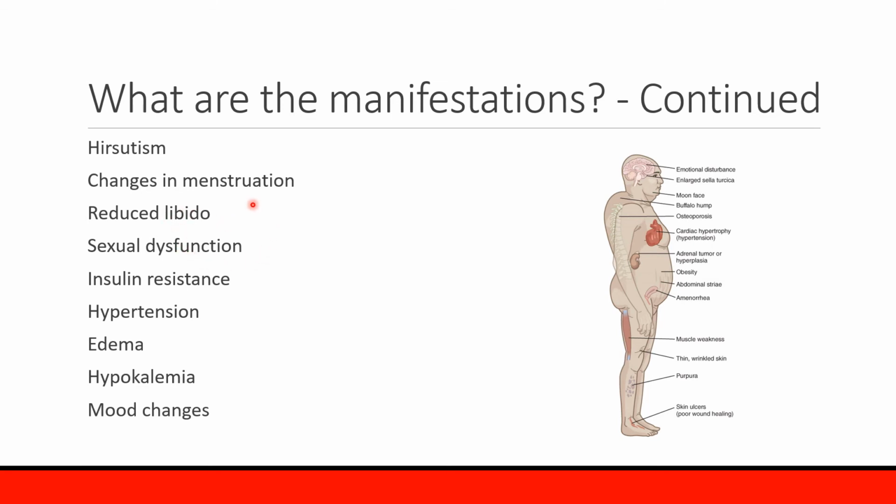Now, along those same lines is sexual dysfunction, because gonadotropins are going to be really wild. Insulin resistance, because really you're running at a hyperglycemic state all the time.